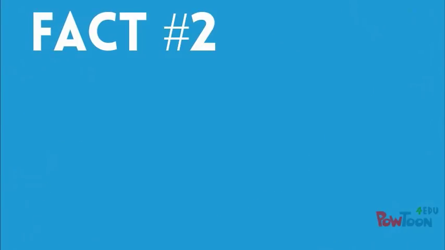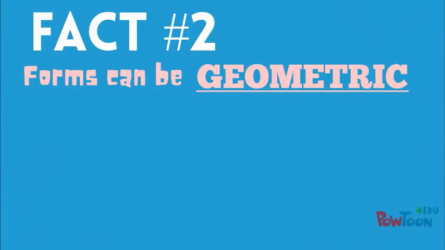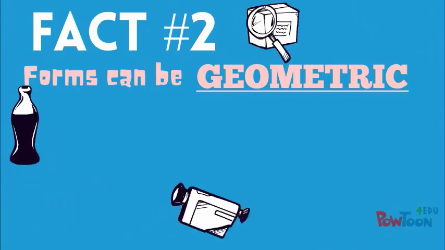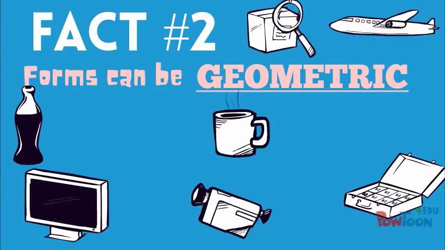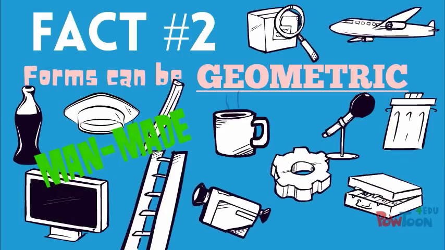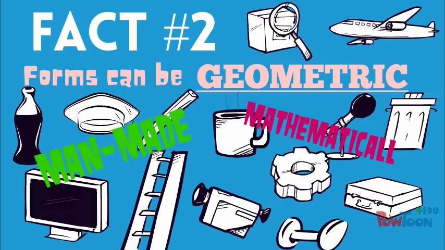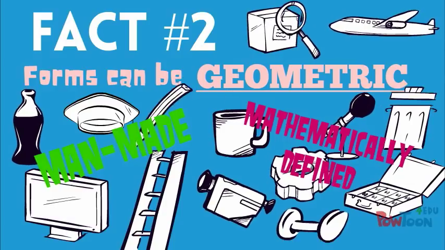Fact 2. Just like shape, forms can be geometric. And just like geometric shapes, geometric forms are those objects that are man-made and more mathematically defined.